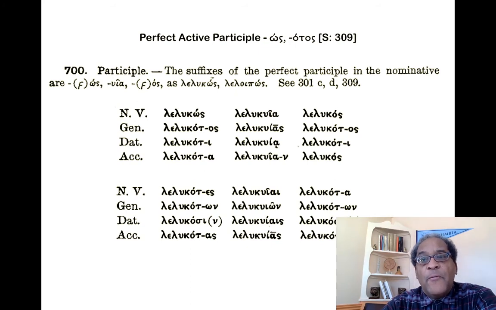So these perfect active participles are a little bit odd and unique, but the reduplication helps you to recognize them. And of course, as we read the Iliad, we will point them out when we come across them.